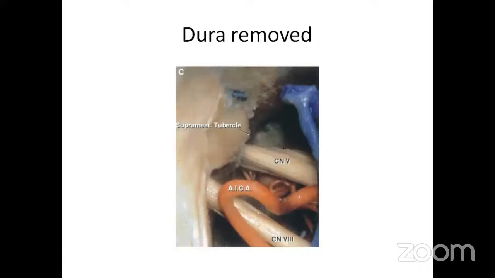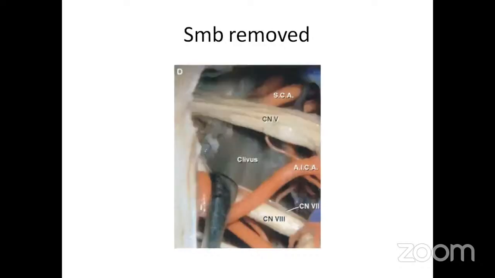The dura has been removed in this diagram from the suprameatal tubercle. In this diagram, the suprameatal bone has been removed so that the exposure of the sensory root of trigeminal nerve has improved by about 1 centimeter, and we can also now appreciate the clivus.